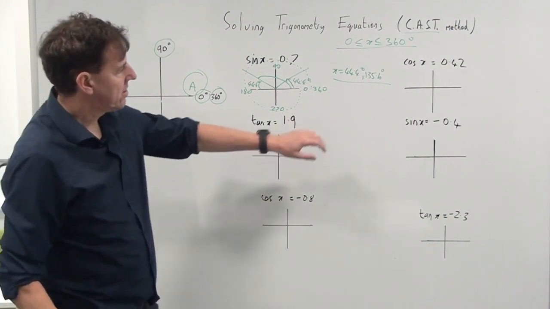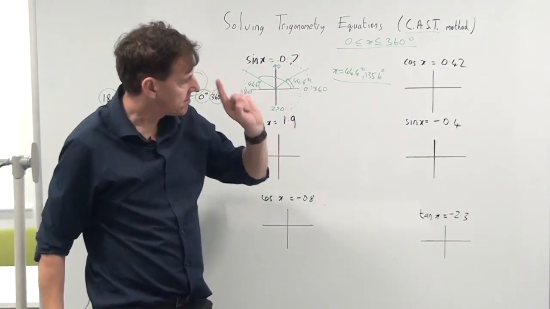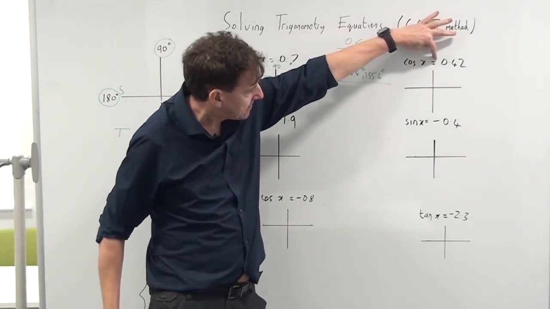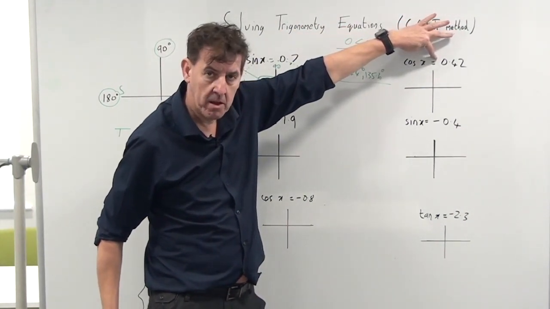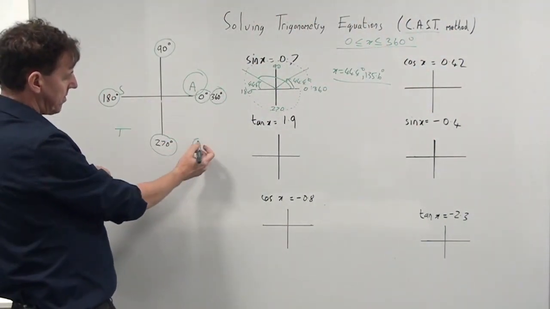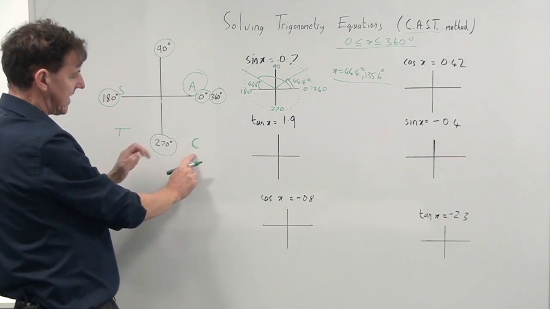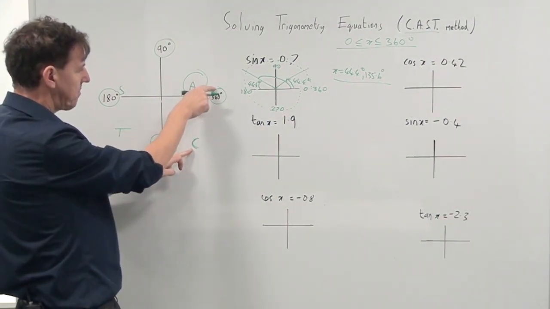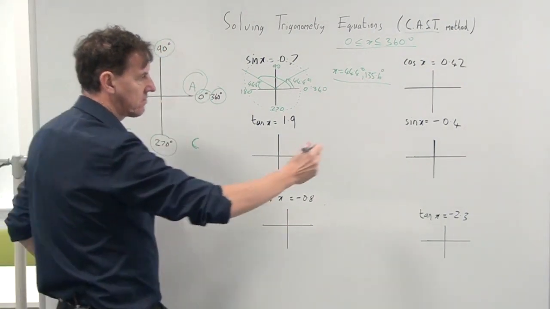Let's have a look at this cos one. First thing I say to myself, is the number that I'm solving the equation positive or negative? Answer to that question is it's a positive number. I go to my CAST. I say, where is cos positive? It's positive down here. That's what C stands for. That's where the cos graph is positive between 270 and 360, but it's also positive between 0 and 90. I draw two lines in.